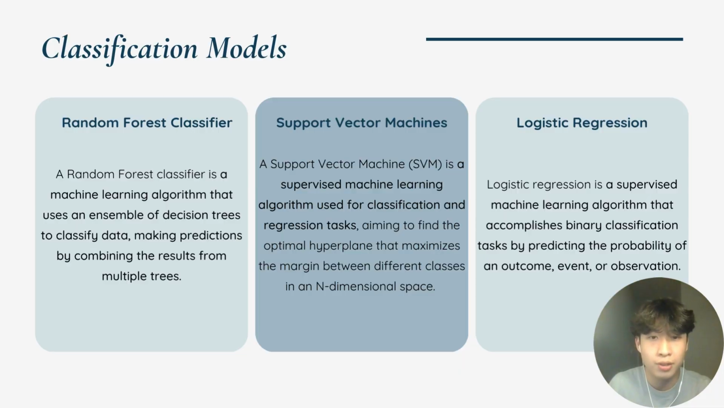Next, we have the support vector machine, which is also a supervised machine learning algorithm, aiming to find the optimal hyperplane that maximizes the margin between different classes in an n-dimensional space. Lastly, we have logistic regression, which is a supervised machine learning algorithm that accomplishes binary classification tasks by predicting the probability of an outcome event.